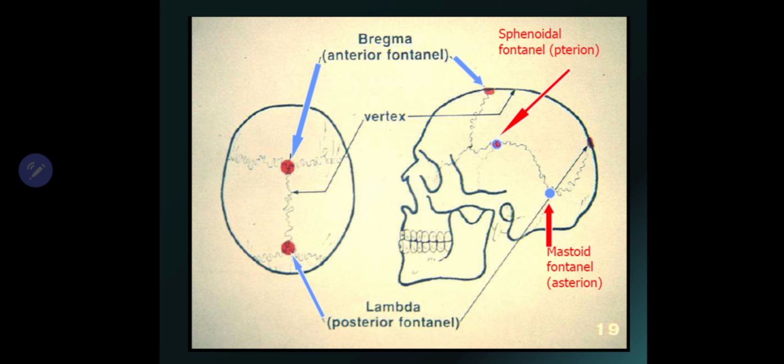This is the pterion, the bregma, the vertex, lambda. See, the posterior fontanelle fuses and forms the lambdoid suture. This is the mastoid fontanelle, also known as the asterion.